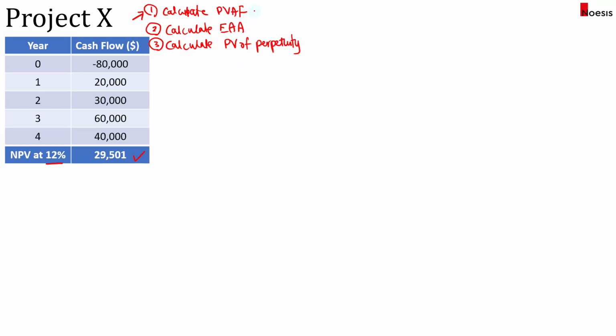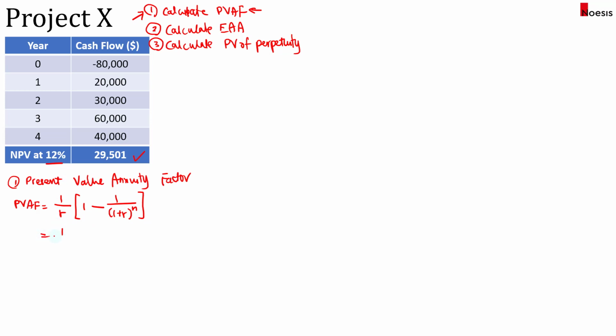Now, first step is to calculate the present value annuity factor. This is a 4 years project. So the formula for the present value annuity factor is 1 over R, where R is the discount rate in this case. Then we multiply by 1 minus 1 over 1 plus R to the power of n, representing the life of the project. So the discount rate here is 12%. So we'll substitute 12%, and this is 1.12 to the power of 4.